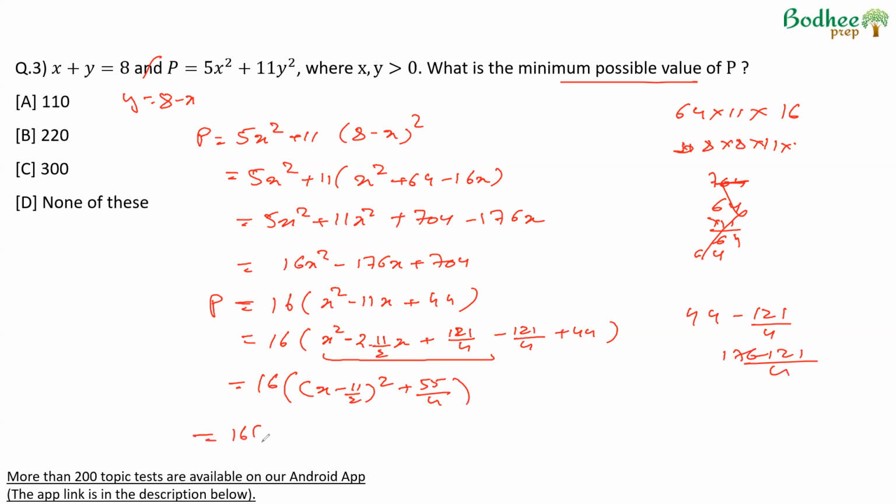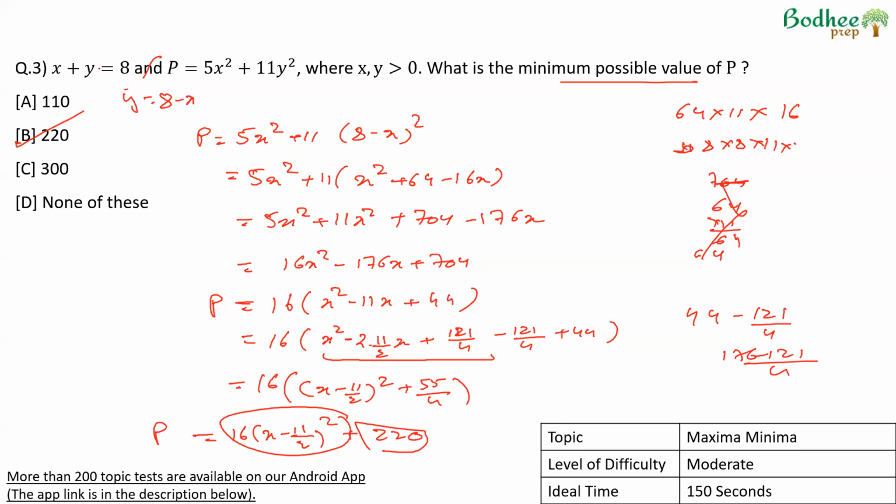This will be 16 into (x minus 11 by 2) whole square plus 16 into 55 by 4, which is 4 into 55, which is 220. This is the value of p. Minimum happens when the square part is 0. Minimum value of p is 220. Basically, rearranging a quadratic, therefore moderate level of difficulty. The numbers were a little big, so maybe 2.5 to 3 minutes to solve.